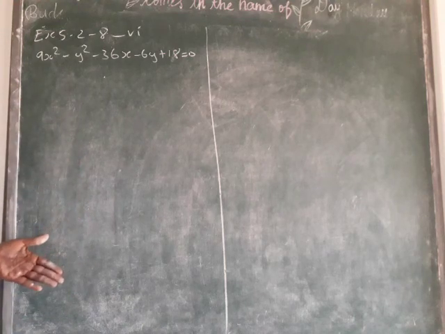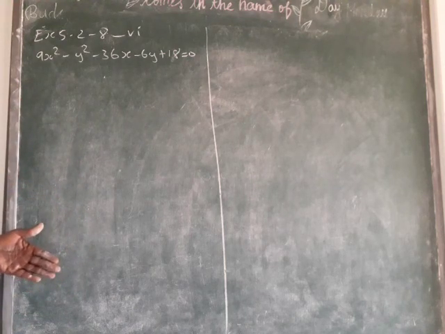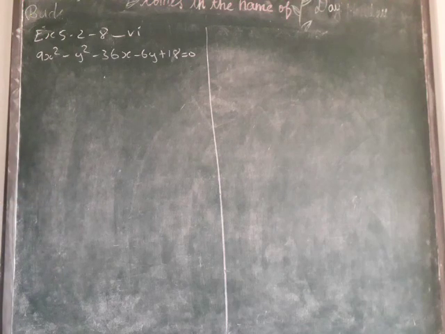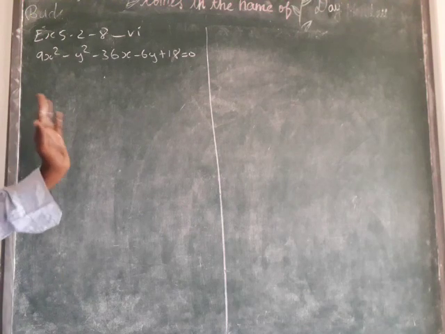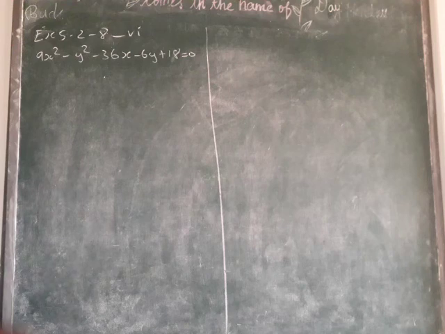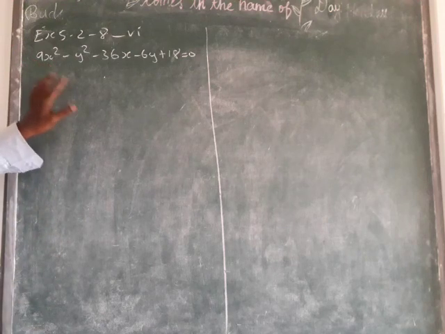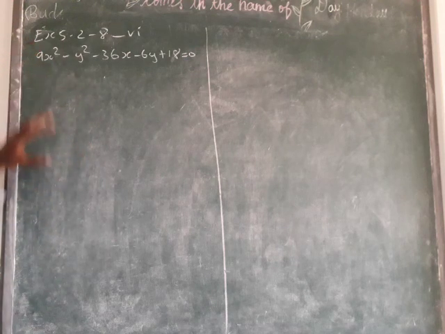Generally they will also mention, bring it to standard form, then consider ellipse or hyperbola. But sometimes they mention directly to find the hyperbola's vertex and focus. So first we arrange the equation to find the vertex and focus, bringing the terms into the standard form.